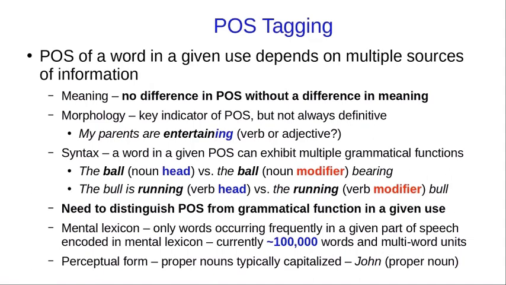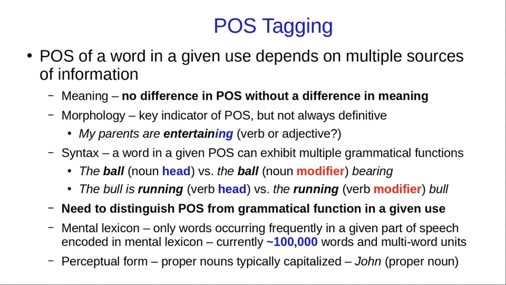The part of speech of a word in a given use depends on multiple sources of information. An important source of information is the meaning. It is our claim that there should be no difference in the part of speech without a difference in meaning. Morphology is also a key indicator of part of speech, but is not always definitive.